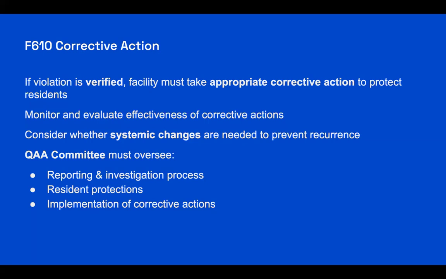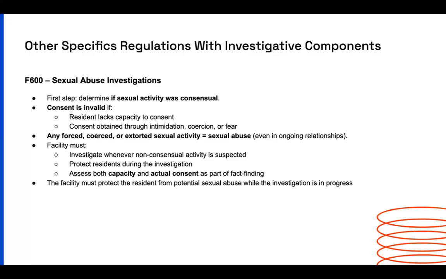So I always encourage facilities to keep evidence of this process as part of the investigative file so that you don't have to go finding it later. You also need to consider whether systemic changes are needed to prevent reoccurrence. So abuse trends, abuse incidents, all should be reviewed in your QAPI. You should be looking at your reporting and investigative process, what kind of resident protections you put into place, implementation of corrective actions, and be discussing that during QAPI to ensure that we are moving our process forward in a good manner.